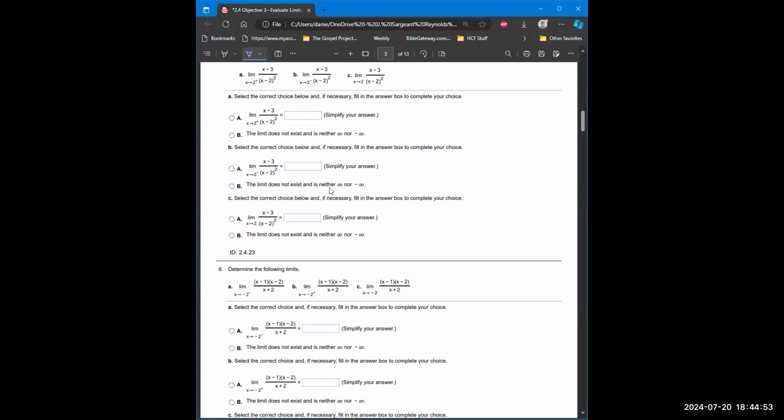Since we're squaring the bottom, a negative times a negative will be a positive. That denominator is always going to be positive here. So this is going to be negative 1 over a positive number that's getting close to 0, which is going to be a negative infinity. And again, a negative infinity. And this is going to be negative infinity.